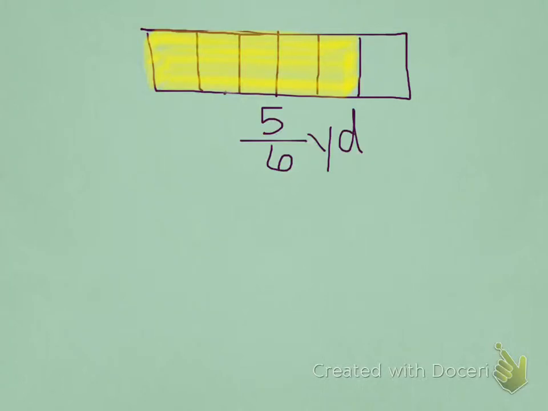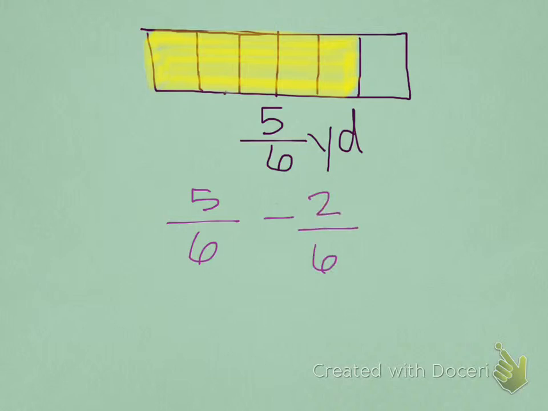Number 1 says Jackson had 5/6 yards of ribbon and he used 2/6 yards to decorate a present. How many yards does he have left? So first it wants the number model. So we start with 5/6 and then he uses 2/6. So we are subtracting.